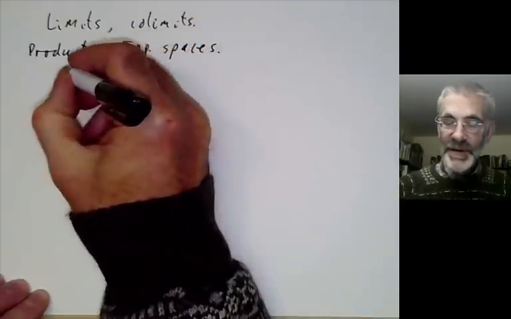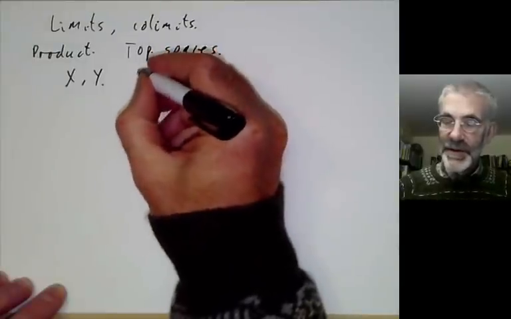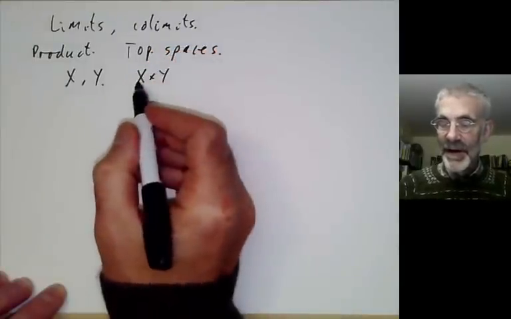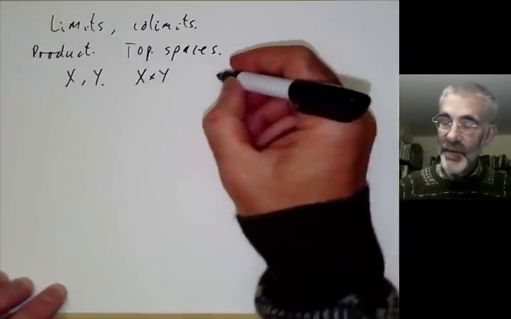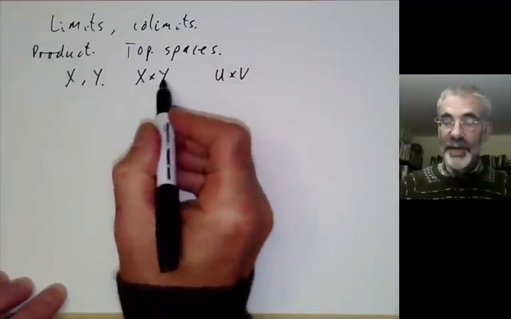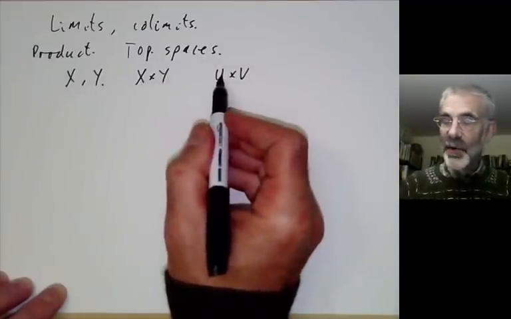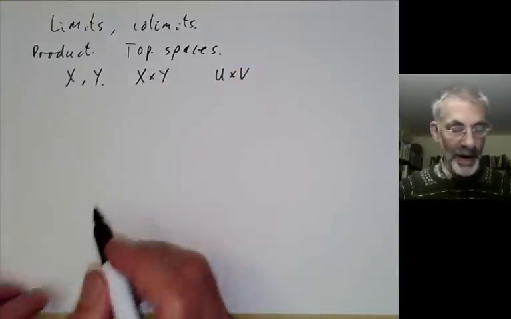If you've got topological spaces X and Y, you can form their product as a topological space, where you take the underlying sets of X and Y and take their product, and then you have a topology on it where the base of open sets for the topology on X times Y consists of products U times V, where U is open in X and V is open in Y.